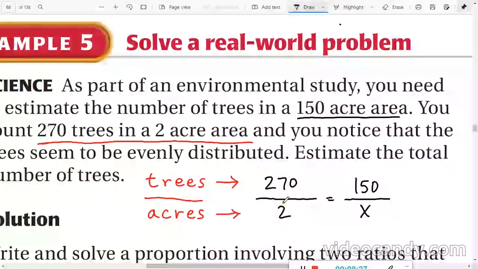I made a little mistake. Hold on. Okay, the numerators are supposed to be number of trees. That's why it's good to label it. So let's fix that.